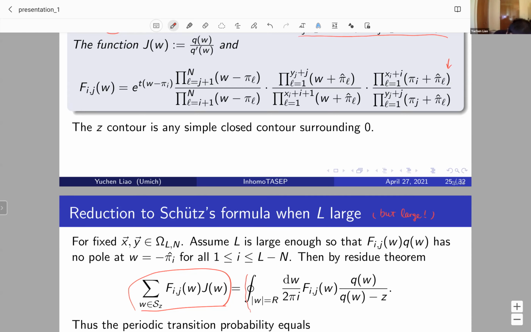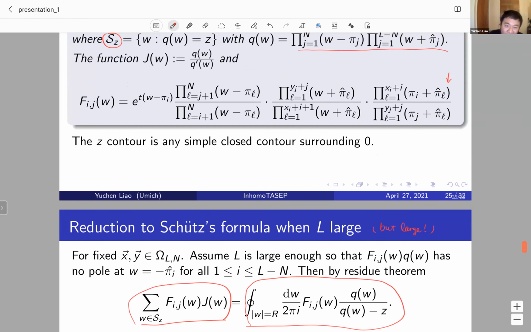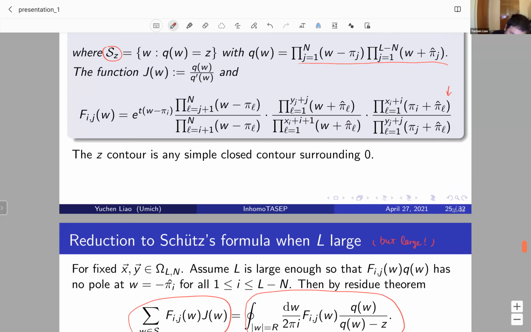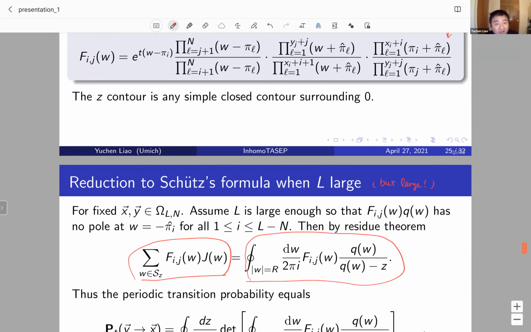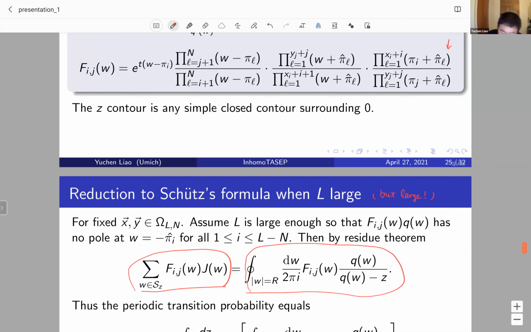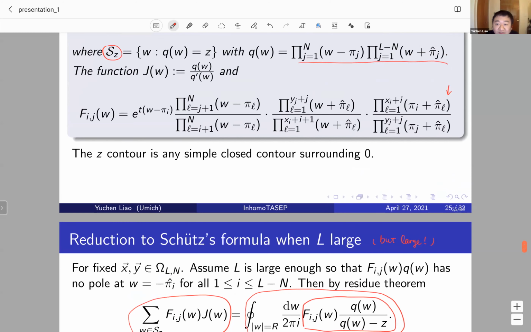So you really want to replace this sum by some integral where this JW is replaced by basically Q(W) over Q(W) minus Z. By the residue theorem, you have this equality, but you need to carefully choose the contour. A priori, this integrand can have, if you look at the form of your Fij, powers at Q(W) equals Z, or at all the powers for this Fij, which are precisely those points negative pi hat L.